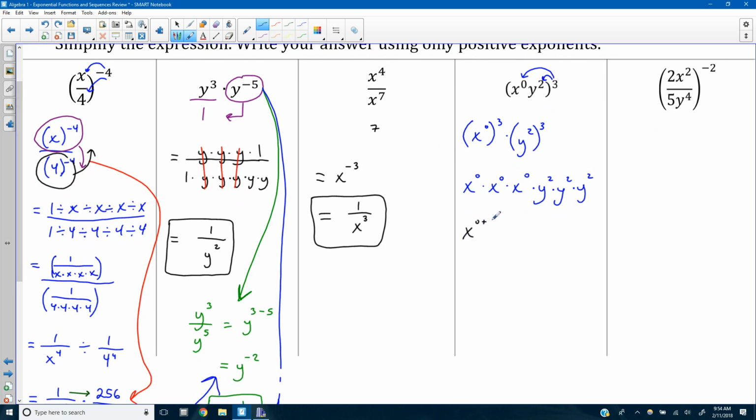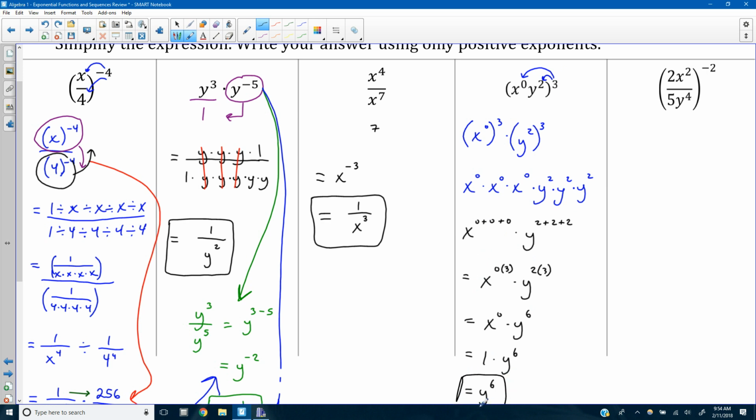So x to the 0 times x to the 0 times x to the 0 is x to the 0 plus 0 plus 0 power, times, and this becomes y to the 2 plus 2 plus 2 power. Now look, we know that that's 0, but I'm just going to connect it to why this 3 gets applied like this. 0 added to itself 3 times is the same thing as doing 0 times 3. And 2 added to itself 3 times is the same thing as doing 2 times 3. And then we get x to the 0 times y to the 6th. X to the 0 is 1. And this all becomes y to the 6th.